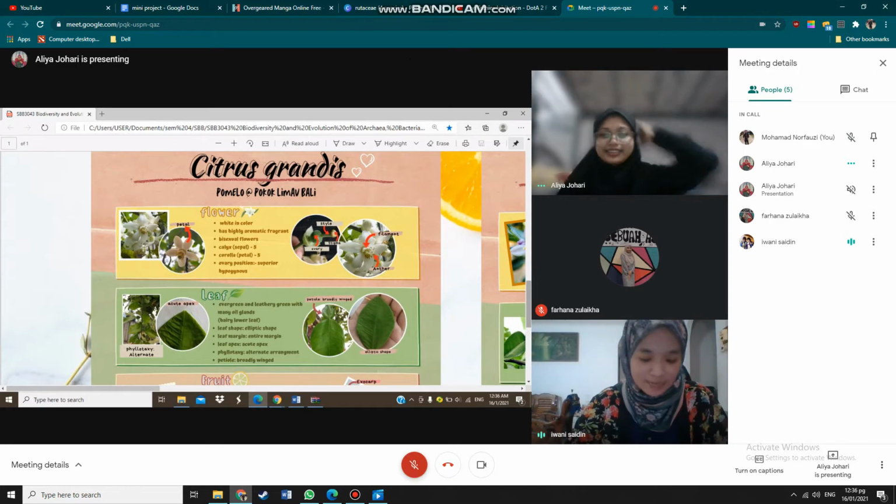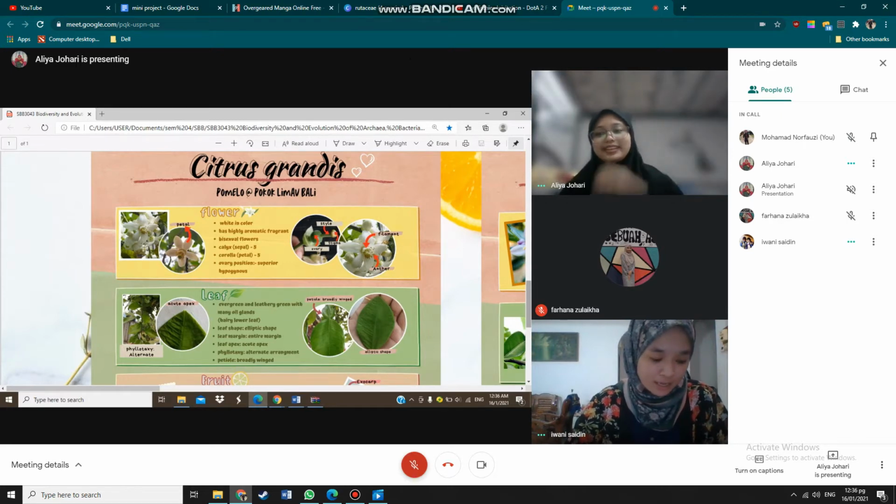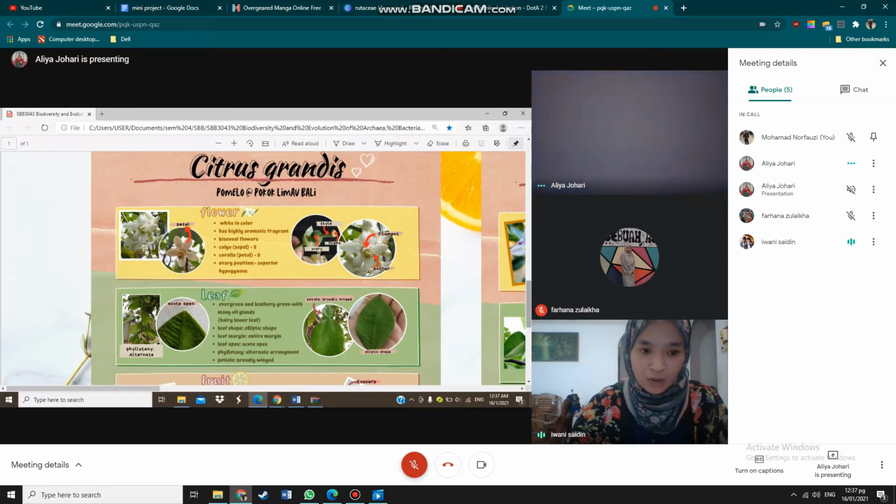Alright, so I will present about Citrus grandis. Citrus grandis also belongs to the Rutaceae family. It is also known as pomelo, or we usually call it Pokok limau bali. The Citrus grandis flower is white in color and has a highly aromatic fragrance. It is a bisexual flower with 5 petals and 5 sepals. The ovary position for these Citrus grandis flowers is superior, hypogynous.